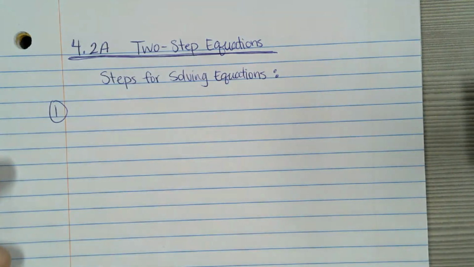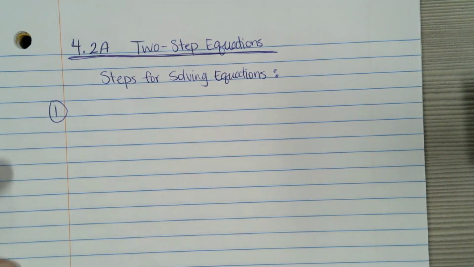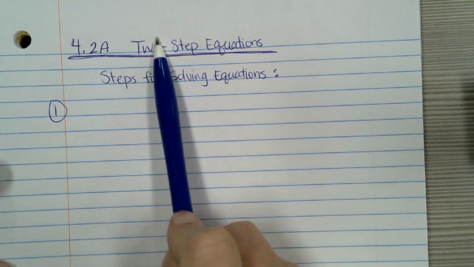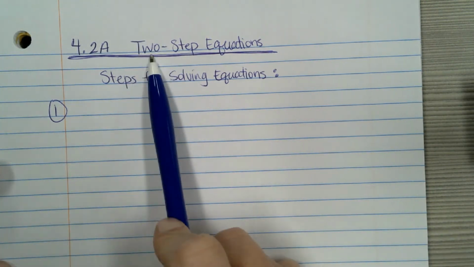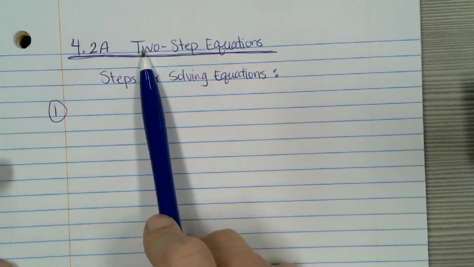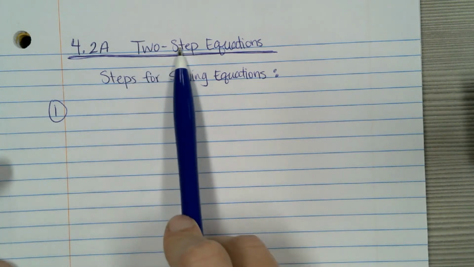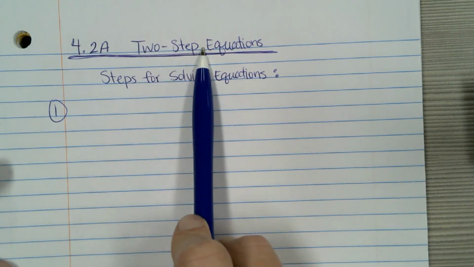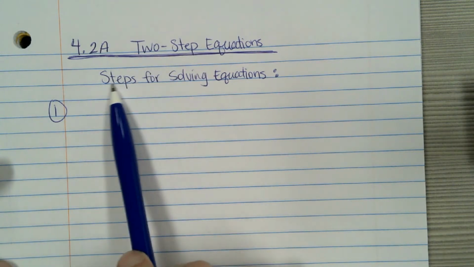These steps follow, it's the same steps no matter how hard your equation is. So in the future we're going to solve like 3-step and 4-step and 5-step equations, maybe even 6-step equations. This just tells you how hard the equation is. No matter how hard the equation is, these steps right here are always going to be the same.